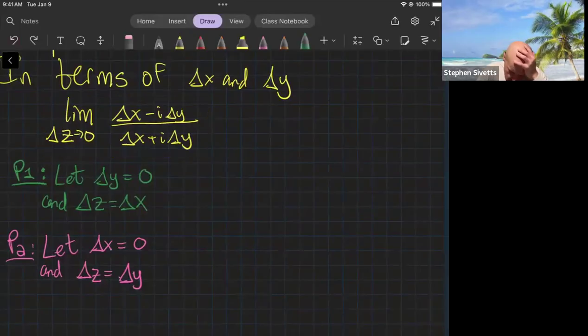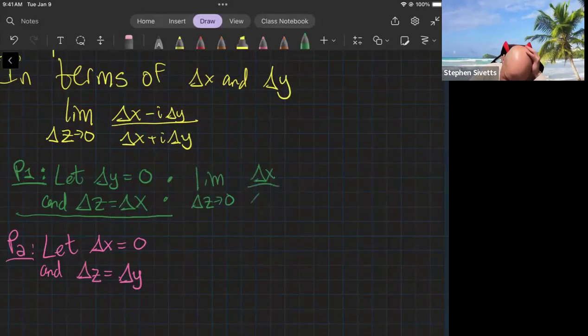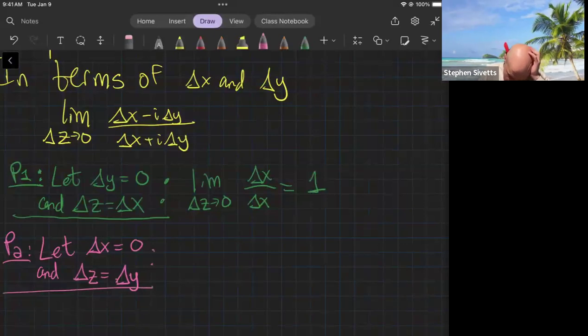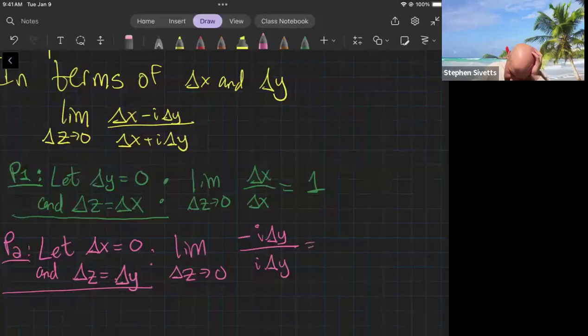So along the first path, this limit would equal the limit as delta z goes to 0. The delta y is 0, so delta x divided by delta x. So this is 1. However, on the second path, we're letting delta x be 0, so that will reduce down to this quantity. The limit as delta z goes to 0 of minus i delta y divided by i times delta y, which is minus 1.